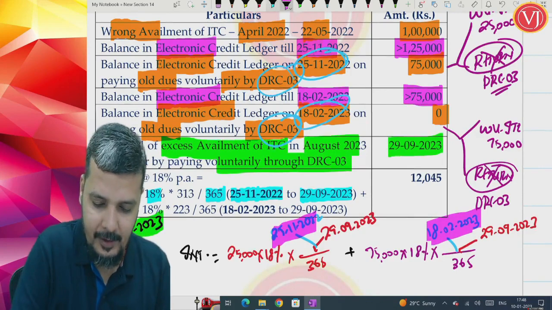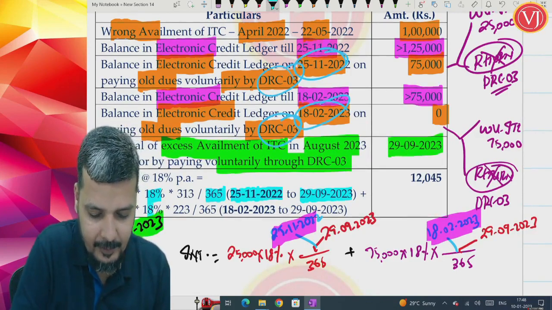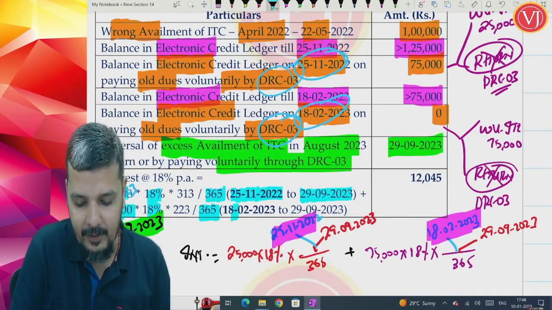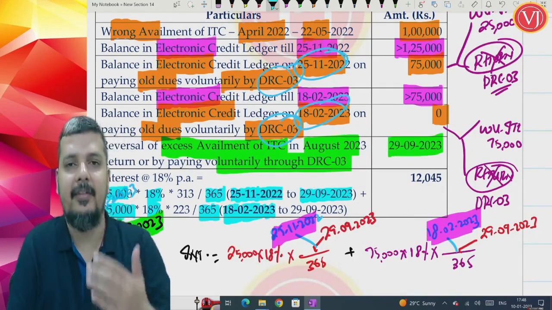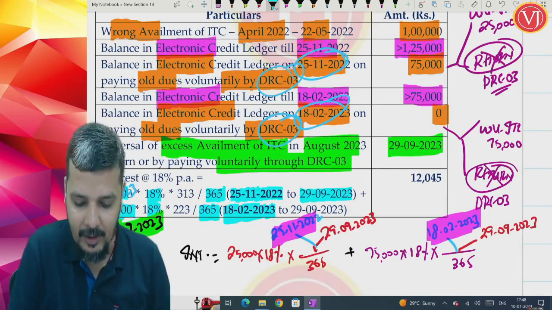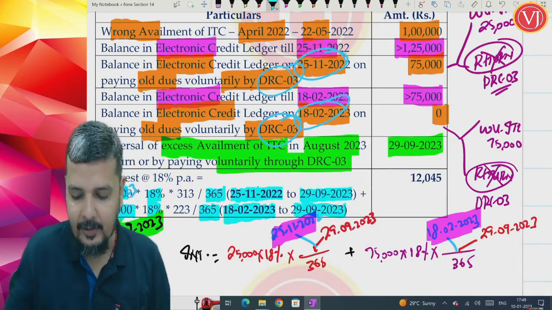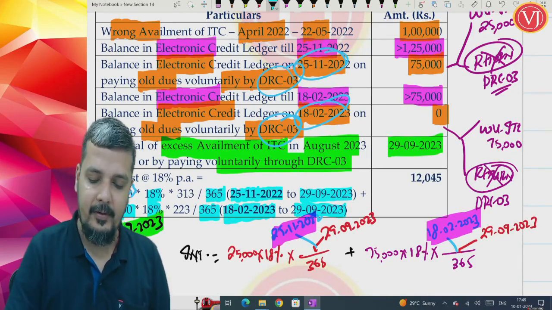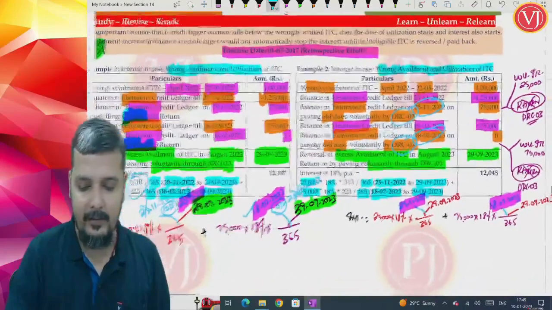The second part would be 75,000 multiplied by 18% multiplied by number of days divided by 365. How you find that number of days? When my credit balance has reduced below 75,000 because of DRC03 challan, that particular date till the actual date of reversal. So you add both, you will get the final answer. So this is how you calculate the interest in this case.